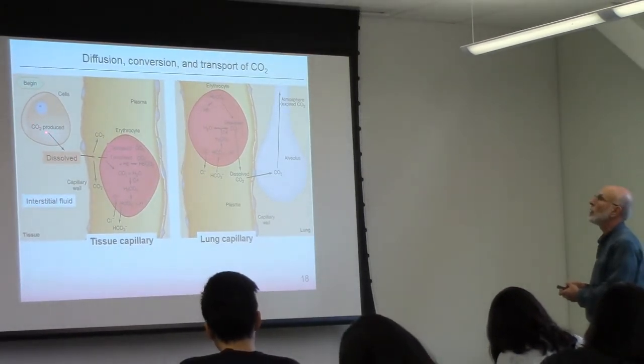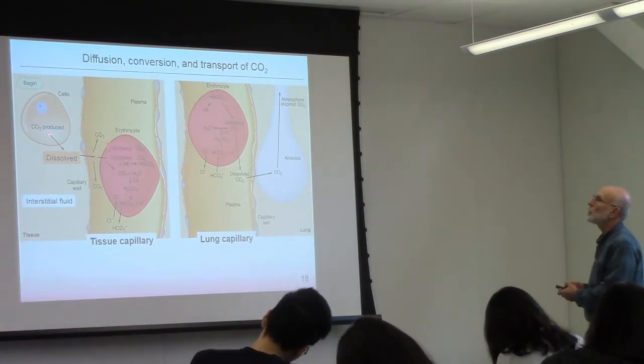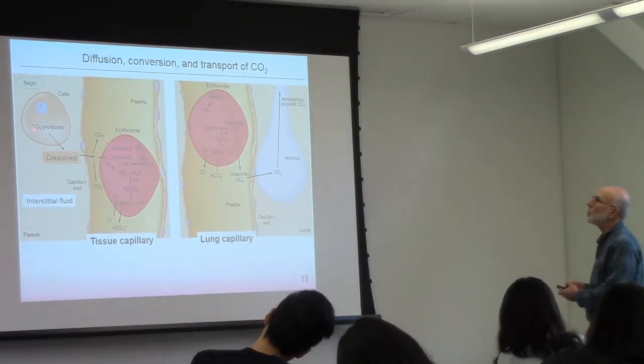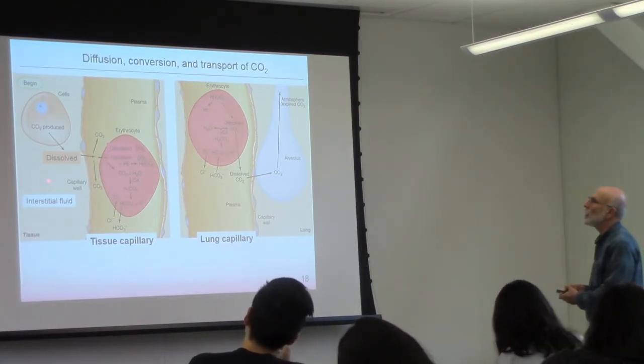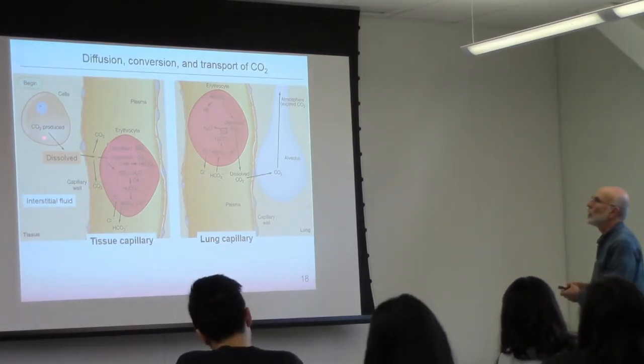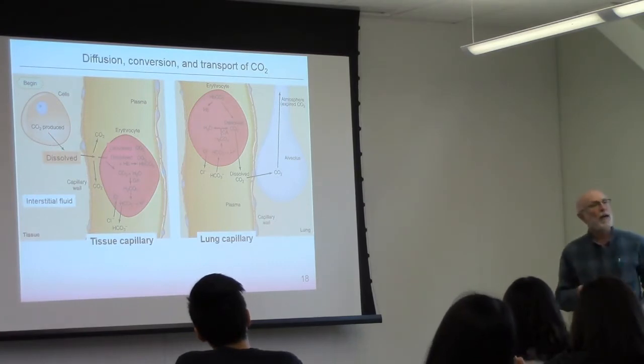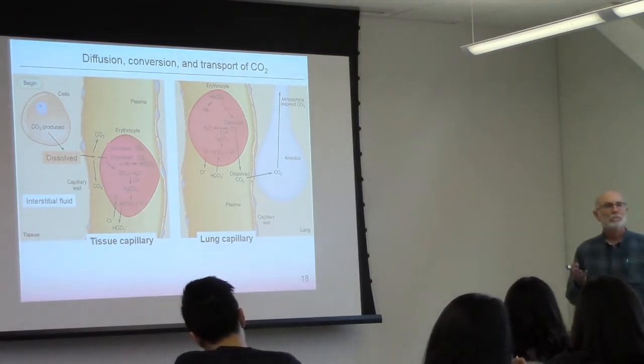Okay, then this arrow. Let's get from CO2 produced to dissolved CO2 in the interstitial fluid. This arrow has quite a few steps that you could unpack. Tell me a few.